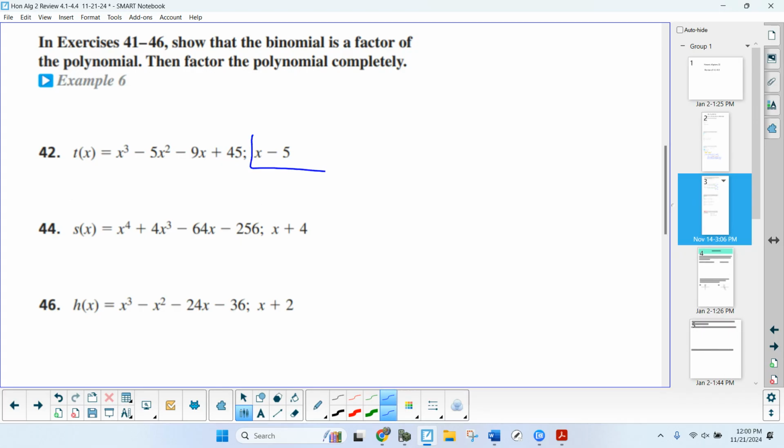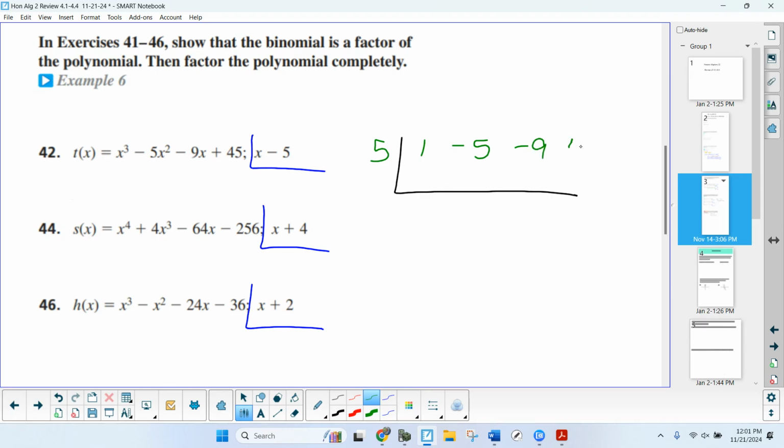So it starts out like the two before, where you're going to show that that's a factor. They're telling you the remainder will be what? 0. So what do I put when I do my synthetic division? What goes on the outside? 5. What goes on the inside? 1, -5, -9, 45. When you do all of your synthetic division here, this is 42, you get 1, 0, -9, and a remainder of 0. Are you guys good with synthetic division? So what does that mean?